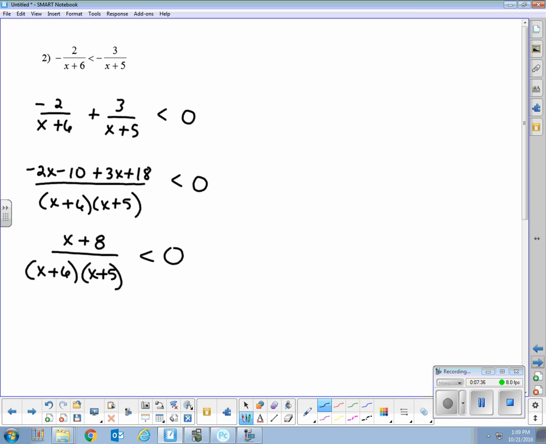Now this is just like the previous problem, but we'll quickly go through it. My critical numbers are negative 8, negative 6, negative 5. I'm just going to space them out to give myself some room.